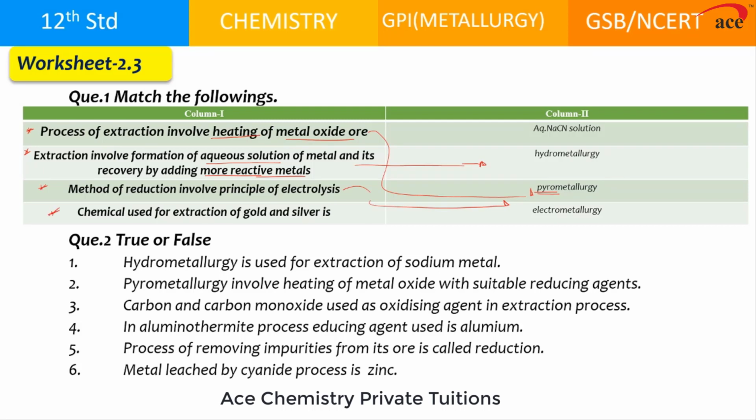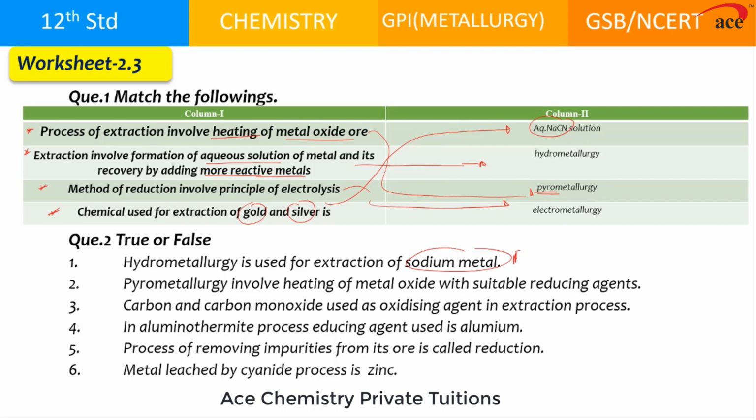Fourth, they have asked the chemical used for the extraction of gold and silver. Basically, gold and silver are subjected to hydrometallurgy and are allowed to form cyanocomplexes. So the complexing agent that we take is aqueous sodium cyanide solution. Hope you have got the correct answer. Now let's move to the true and false. Let's check the very first statement. In the very first statement, they have talked about hydrometallurgy being used for the extraction of sodium metal. So this statement is false.